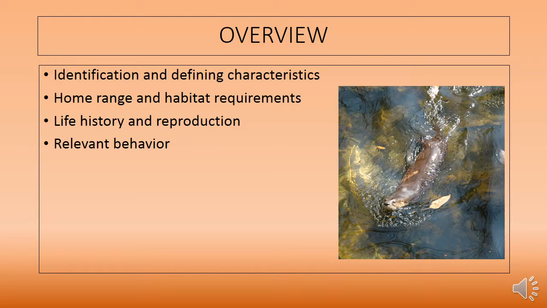First, we're going to go over the identification and some of the defining characteristics of North American river otters, also including their classification. Then we're going to look at their home range and some of their habitat requirements, which is also a way of identifying if it is a North American river otter. Then we're going to move on to life history, or the reproduction and life cycle of the river otter, ending with some of the relevant behaviors that they exhibit.